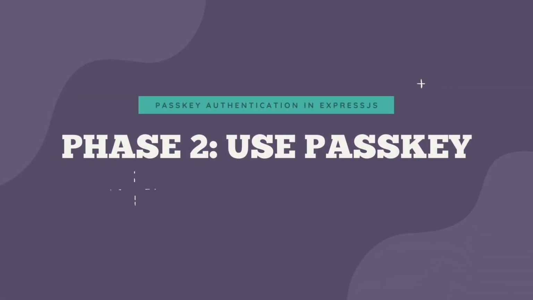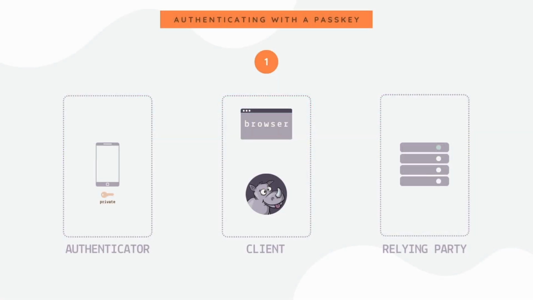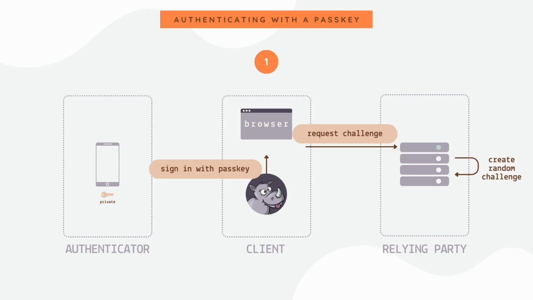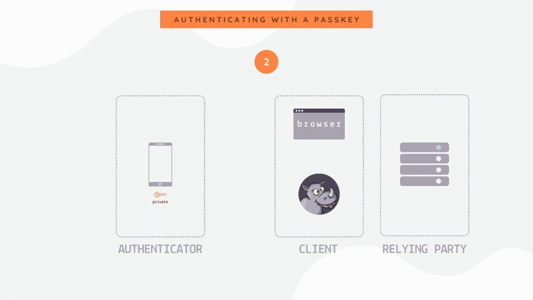Let's implement Phase 2, where a passkey is used to authenticate a user and sign them in. Before we start writing the code, let's see a quick summary of the main things that happen between the client, the authenticator, and the relying party in this phase. First, the user submits the sign-in form, prompting the client to request a new random challenge from the relying party. This first step is more or less the same as the first step of the attestation phase.